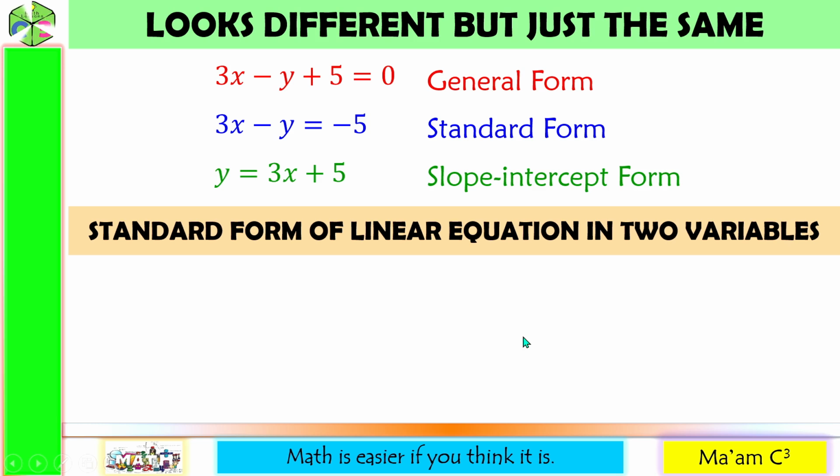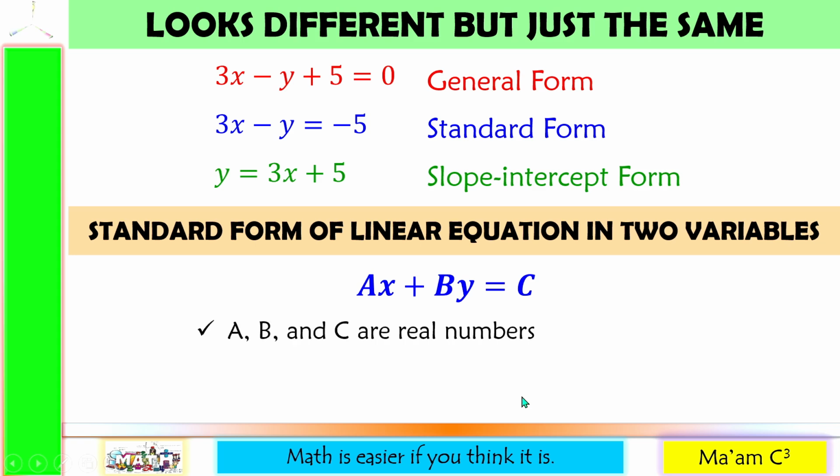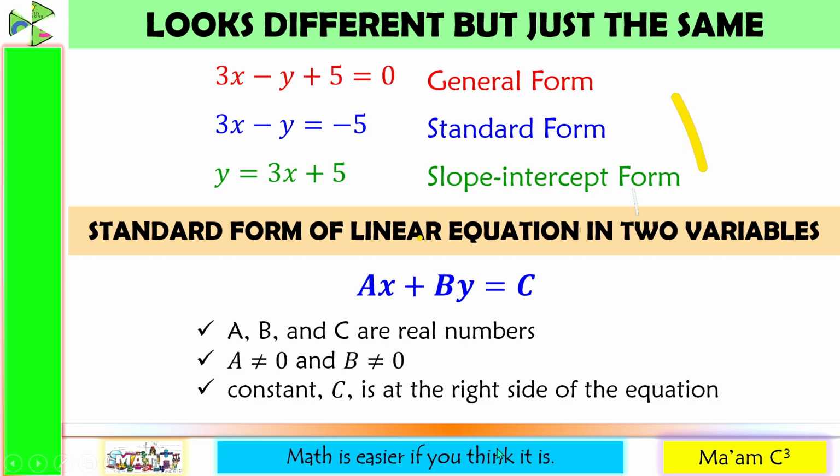It is an equation that can be written in the form ax plus by is equal to c, where a, b, and c are all real numbers, and a and b cannot be equal to 0. Otherwise, these two will be cancelled out and what you will be left is just a constant. And this constant is at the right side of the equation.